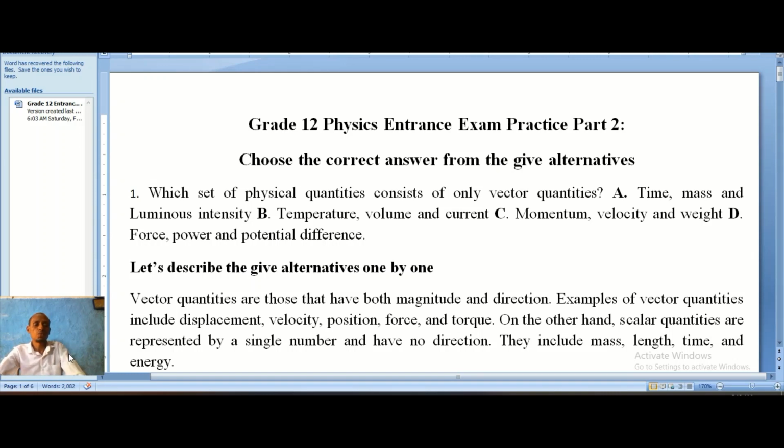First, we have to see the equation. Next, explaining each of the given alternatives one by one. Finally, we go to the conclusion. Let us describe the given alternatives one by one. Vector quantities are those that have both magnitude and direction. Examples of vector quantities include displacement, velocity, position, force and torque. On the other hand, scalar quantities are represented by a single number and have no direction. They include mass, length, time, and energy.